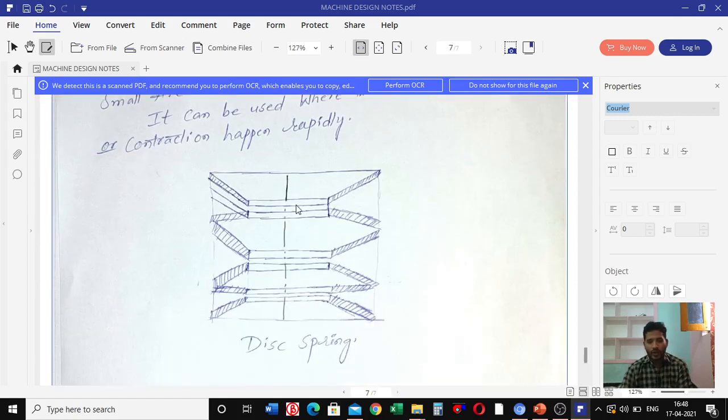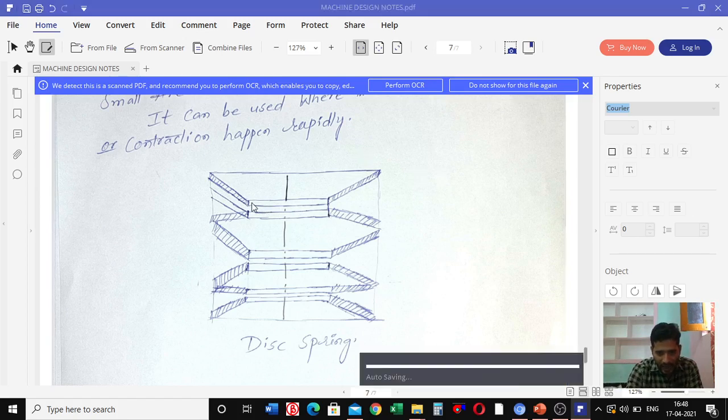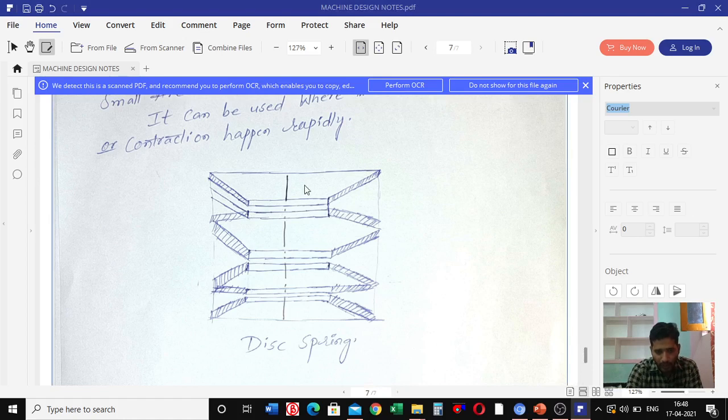Let us see over here. This spring is conical shape. This one we can say is the outer diameter, this one is the inner diameter of the spring, and this is the axis of the spring. The disc spring is generally a conical shape. The washer is held together by means of a bolt or tube.